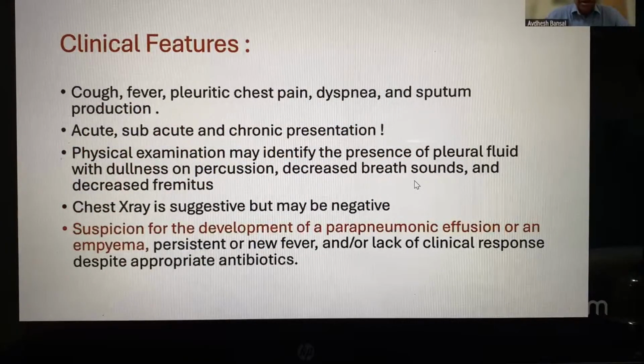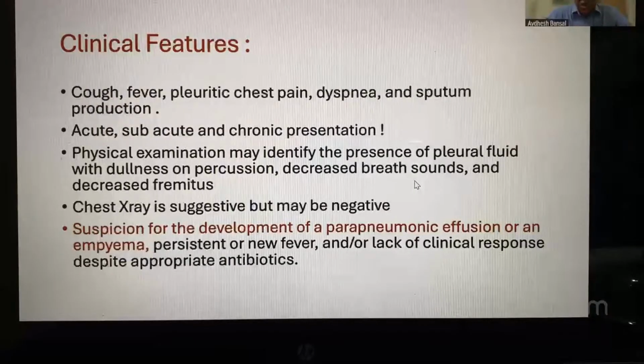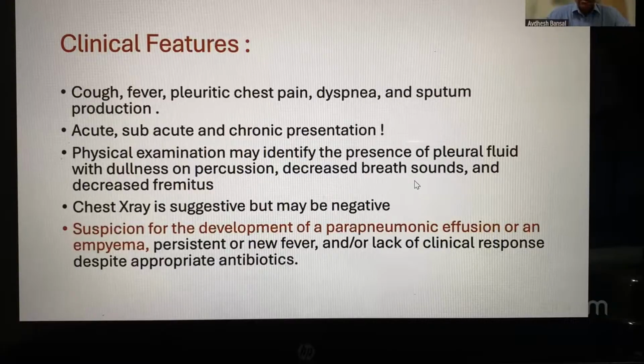So the clinical features of empyema are like any of the features of pneumonia, but there could be an acute, subacute, or chronic presentation. Cough, fever, pleuritic chest pain, dyspnea, and sputum are the usual presentation. But let's say you have a patient who has come with a fungal infection. He will have a very slow presentation, maybe going on for 2 to 3 months. Tuberculosis typically goes on for a few weeks before it comes to the physician. Physical examination will show you the presence of pleural fluid.